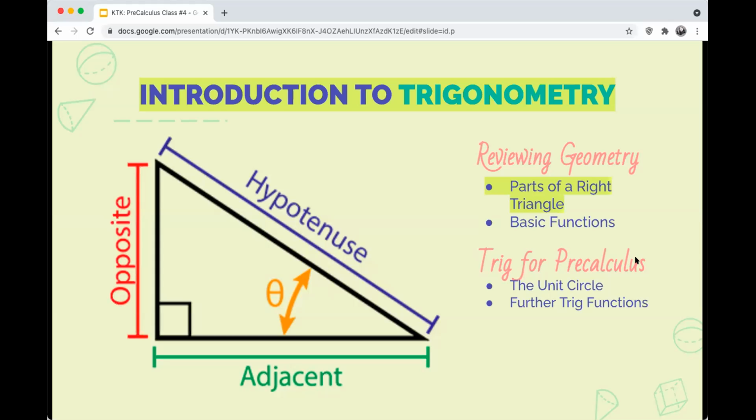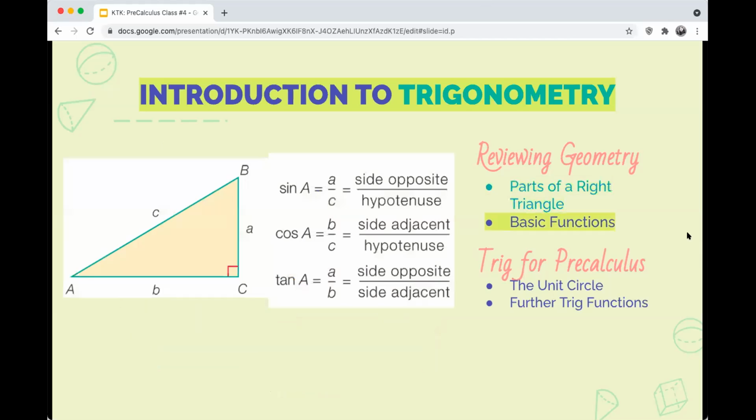Again, this is just a review from geometry, just to get your mind refreshed on right angle triangles. Here are some of the basic functions of trigonometry. So we have SOHCAHTOA, if you remember SOHCAHTOA. Sine is opposite over hypotenuse, cos is adjacent over hypotenuse, and tan is opposite over adjacent. It's sine, cosine, and tangent, which are the full names, but we abbreviate them like this: SIN, COS, and TAN.